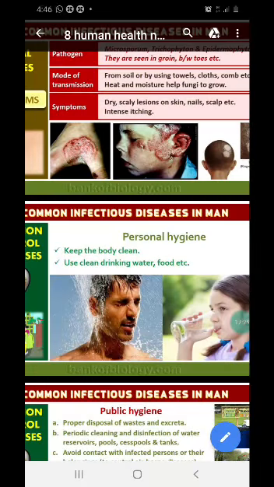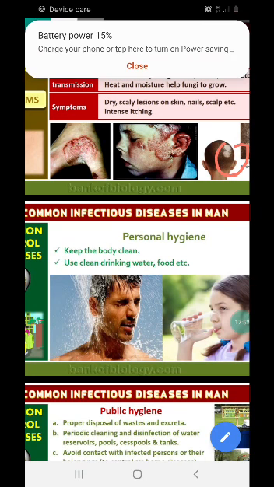What are the symptoms of this disease? You can see dry, scaly lesions on the skin, nails, scalp, etc., and itching. You can get a lot of itching. Now, how can you prevent these diseases? Prevention is better than cure, you know. What are the ways to prevent disease? One of the best ways is to keep personal hygiene and also public hygiene.